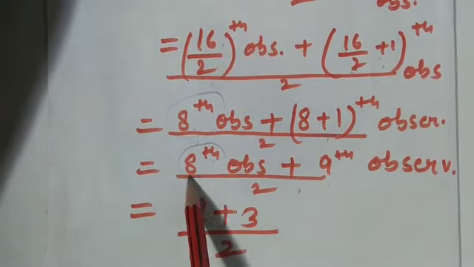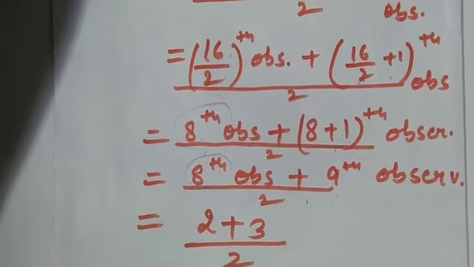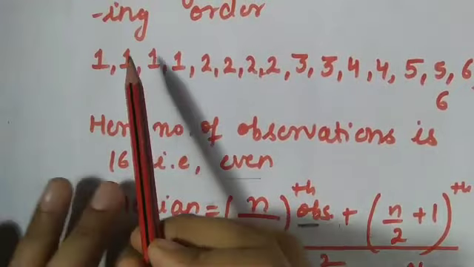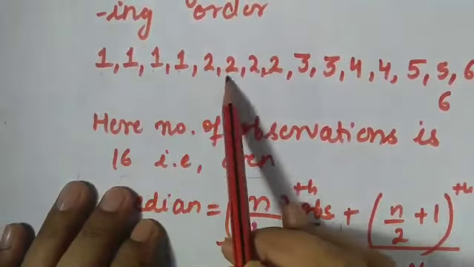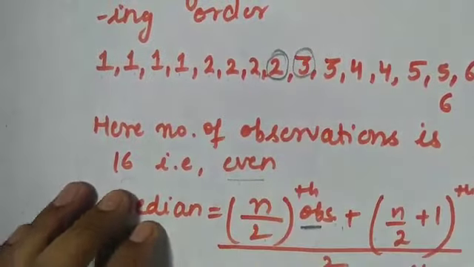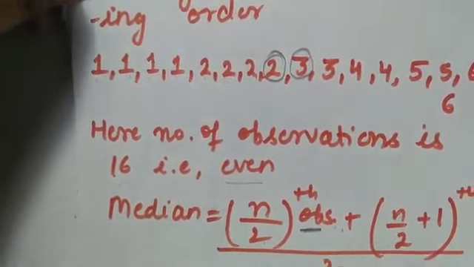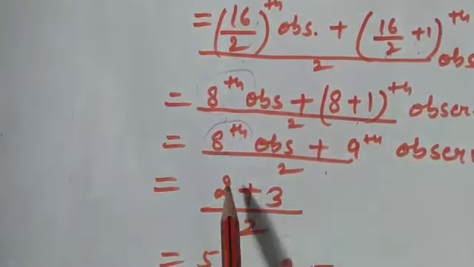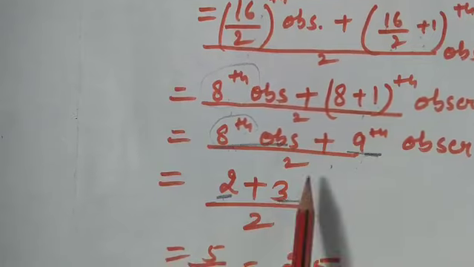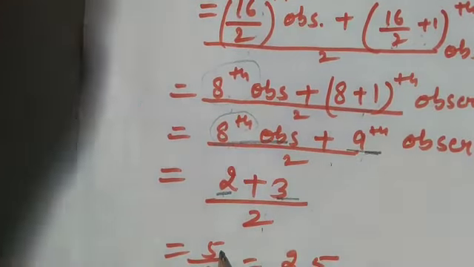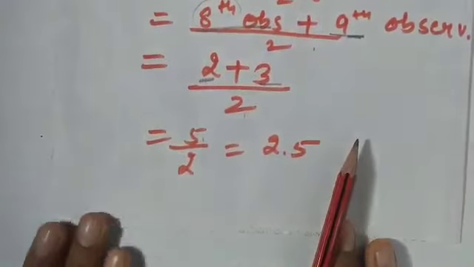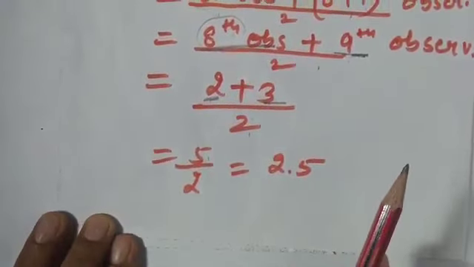Now I have to find the 8th and 9th observation from the ascending order I have arranged. So here 1, 2, 3, 4, 5, 6, 7, 8. This is the 8th observation and this is the 9th observation. So put the value of the 8th and 9th observation. The 8th observation is 2 and the 9th observation is 3, whole divided by 2. So 2 plus 3 is 5, divided by 2, that is 2.5, the median of the given data.